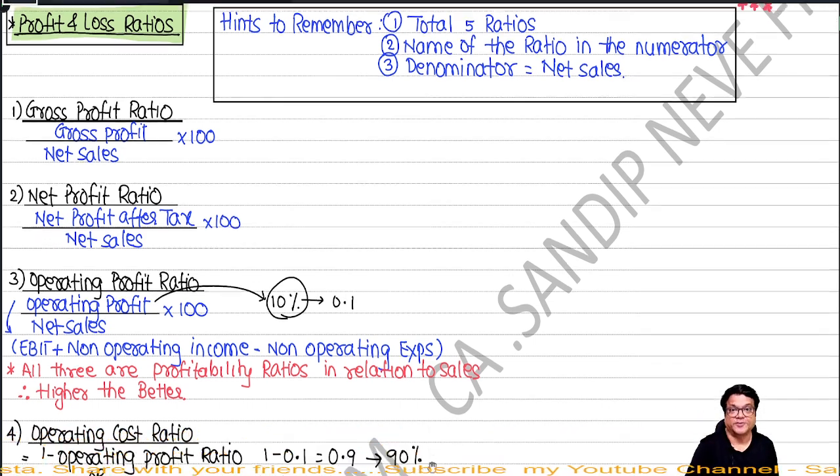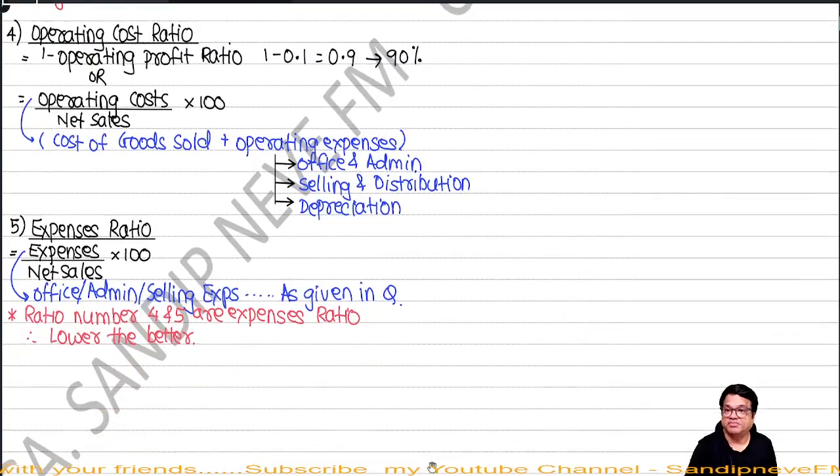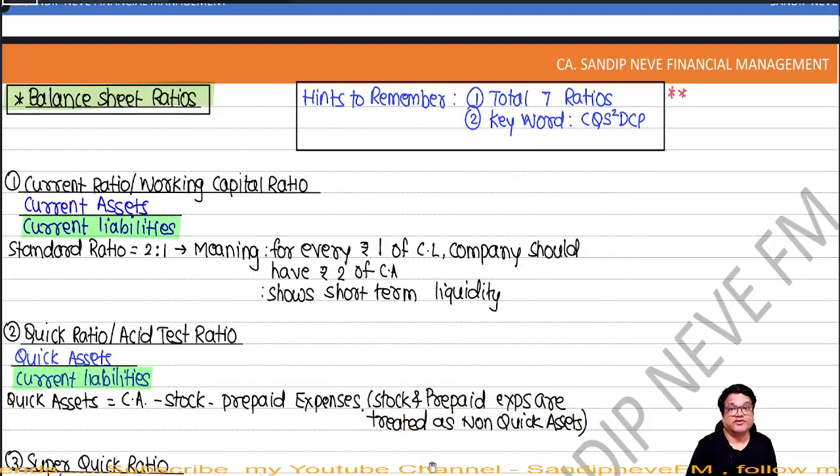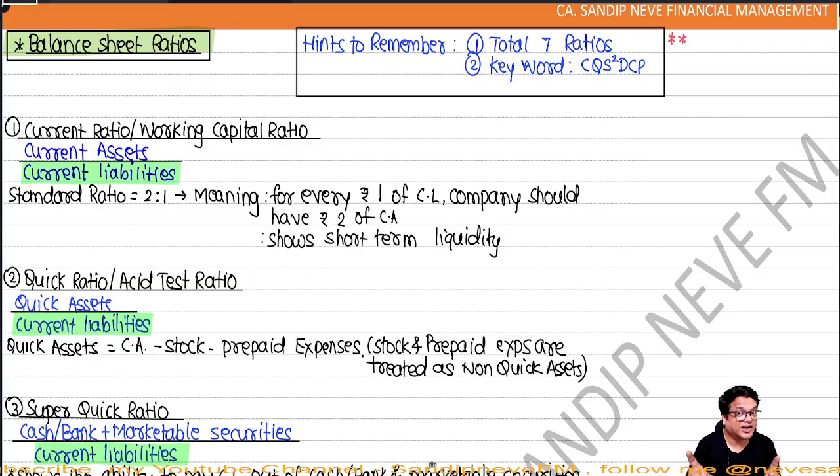Correct, people? Let's quickly go to the balance sheet ratios. When we talk about balance sheet ratios, what is our hint, guys? You remember total how many ratios? 7 ratios. What is our quick word or keyword to remember? C Q S square D C P. Let's try and recollect: C for current ratio, Q for quick ratio, first S for super quick ratio, then stock working capital ratio, debt equity ratio, capital gearing ratio, proprietary ratio.